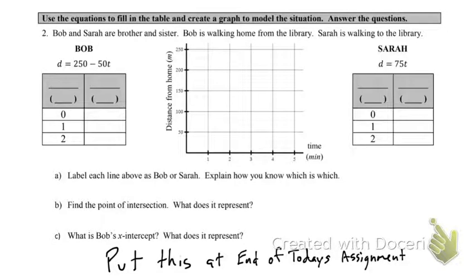11:59 p.m. Okay, yeah, okay. All right. Okay, so let's get this in.